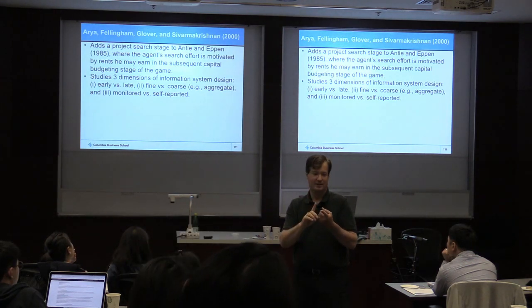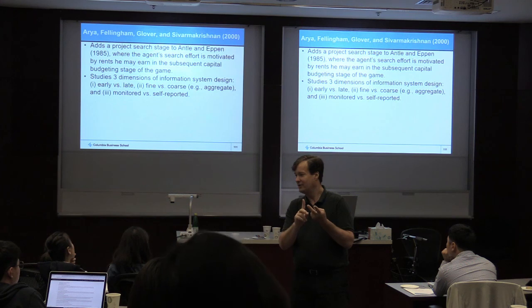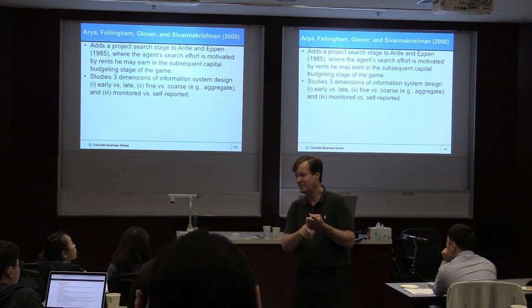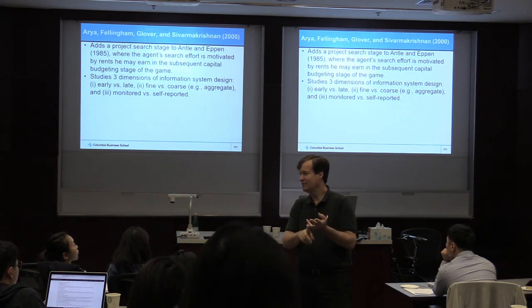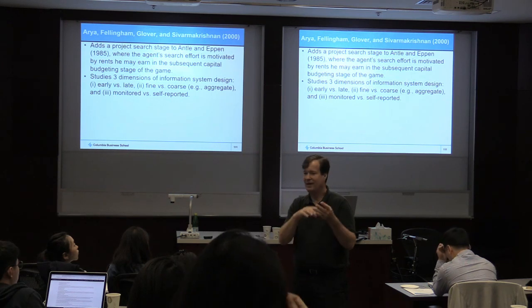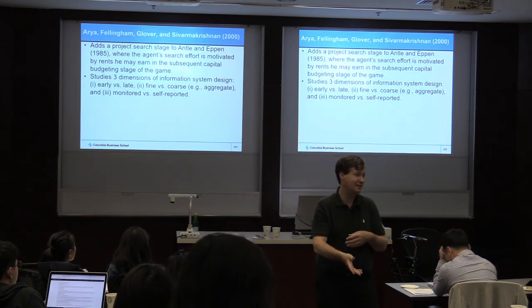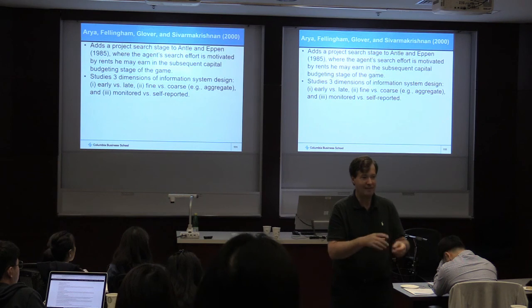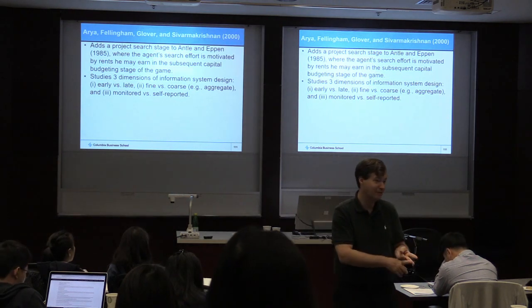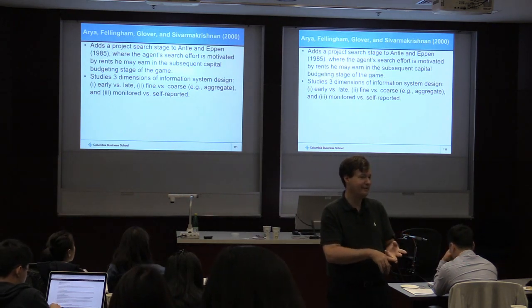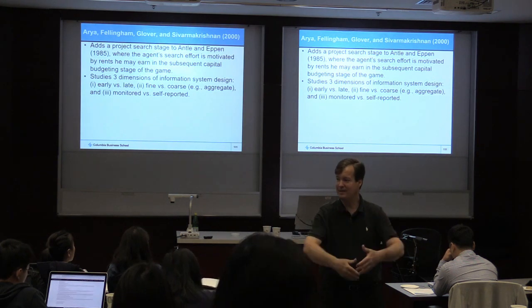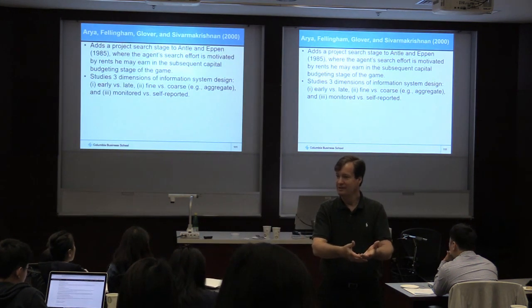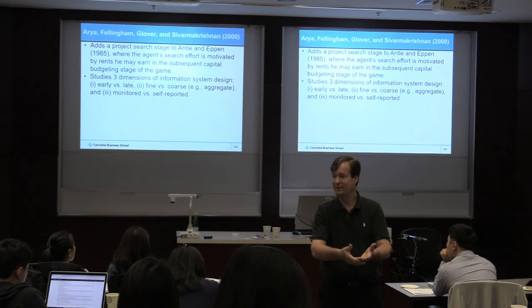dimensions. One was coarse versus fine. The other was self-reported versus monitored. And the other was early versus late. And you found that you could use those different ingredients to, it'd be better to have coarse information, it'd be better to have self-reported information, it could be better to have late information as a way of getting the agent to put effort in to find a project, right?